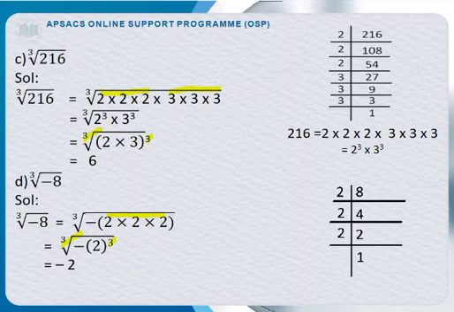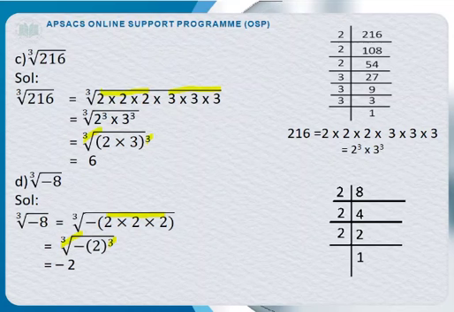Now I'll write all its factors in the cube root. Cube root sign as it is. Now I'll write 2 into 2 into 2 into 3 into 3 into 3. Now I'll make the pairs. We need to make the pairs of 3 numbers. So I'll take all these 2s, then I'll take all these 3s.